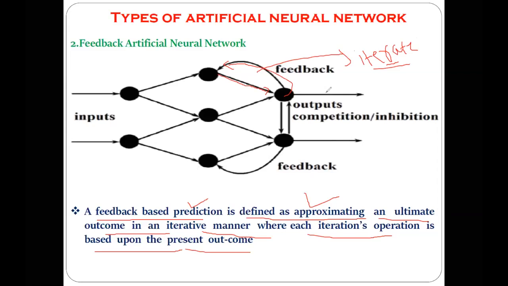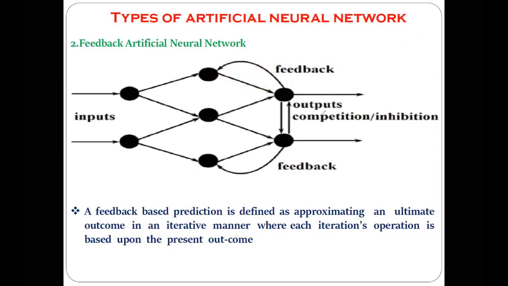Until a satisfactory outcome is generated. Understood? Now what exactly is traveling back to the hidden layer? Here some output is being generated. Understood? Now the same output is being sent back to the hidden layer. Understood? The same output is sent back to the hidden layer, and again some changes are being made.